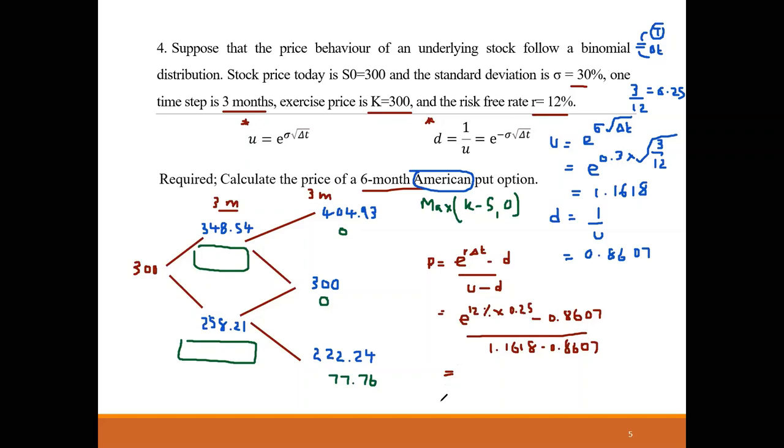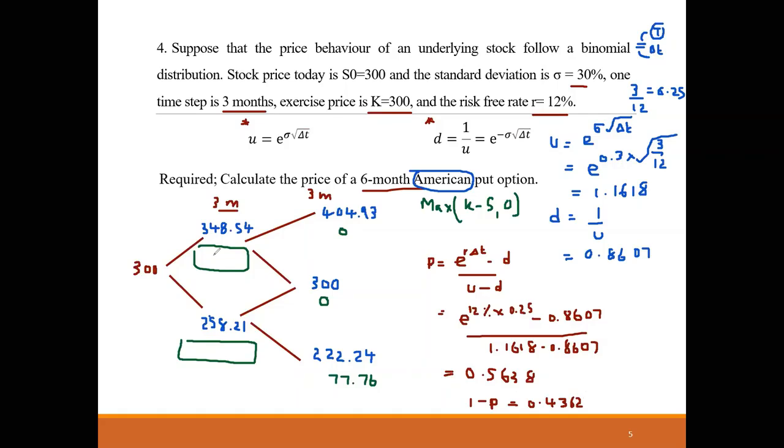So as you have already calculated, you should get 0.5638 as the probability of an upward movement. So if this is the probability of the upward movement, calculate the probability of the downward movement, which is 1 minus P. So that is 1 minus 0.5638, which will give you 0.4362. So now using these probabilities, calculate the present value of the expected payoffs.